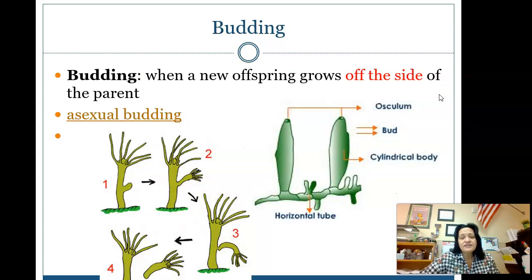Then there's budding. This is when a new offspring grows off the side of the parent, asexual budding. And so here you can see a little tiny bud, and then it grows the things at the top, and then it pinches off, and then here we go. We have a new one that is identical to the mom, just off to the side. Okay.